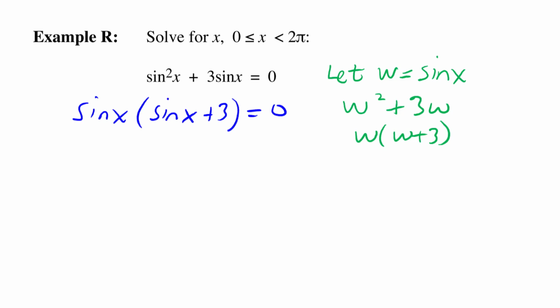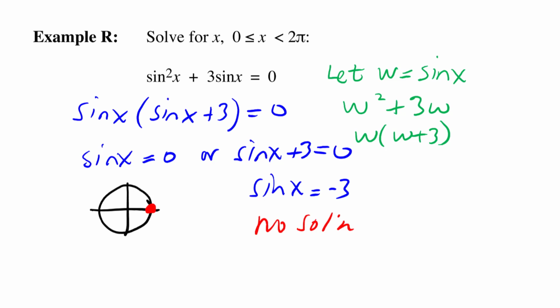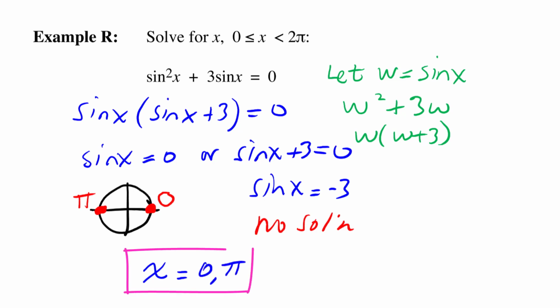And they're equal to 0, so we'll set each factor equal to 0. Sine x equals 0, or sine x plus 3 equals 0. The second one needs a little bit more solving, so we'll write sine x equals negative 3. However, it's not possible for sine to be negative 3, so that has no solution. The other factor, where sine x equals 0, occurs along the x-axis. That's at 0 and at pi. So, x equals 0, pi, and we have only two solutions this time.